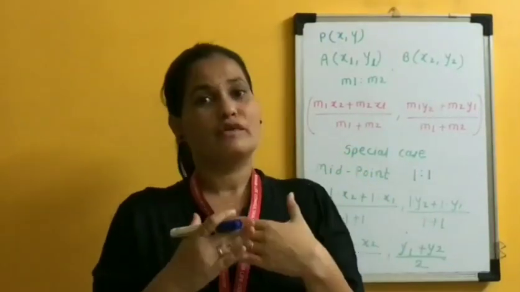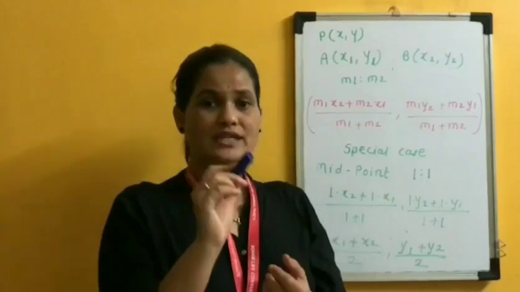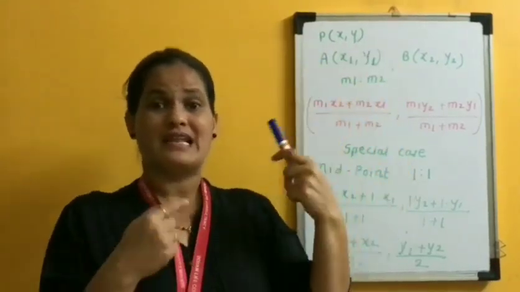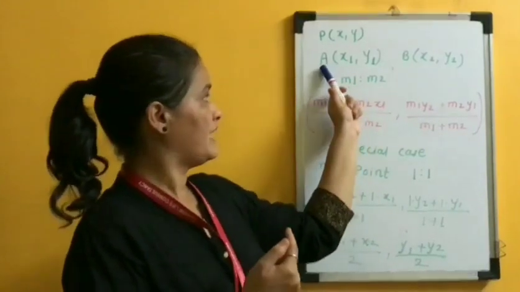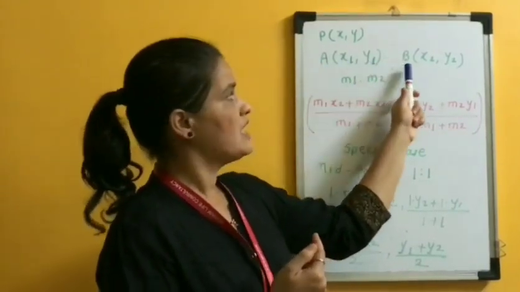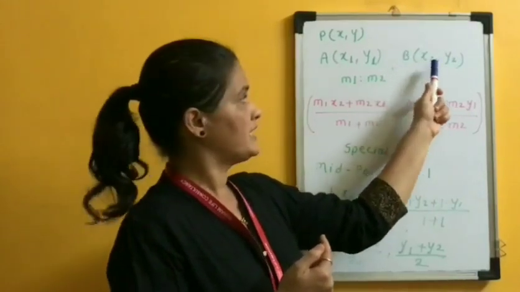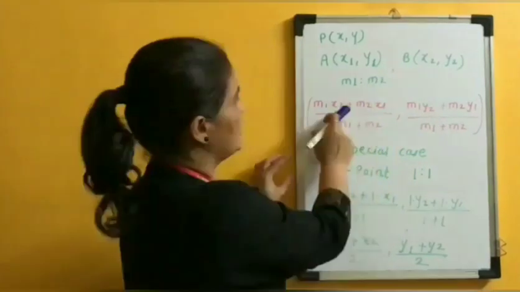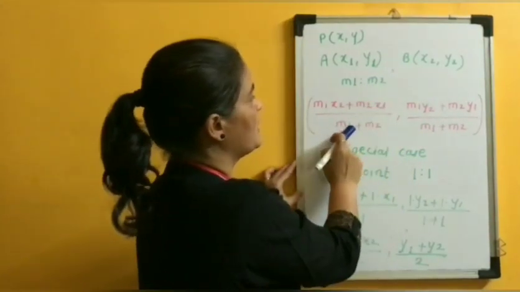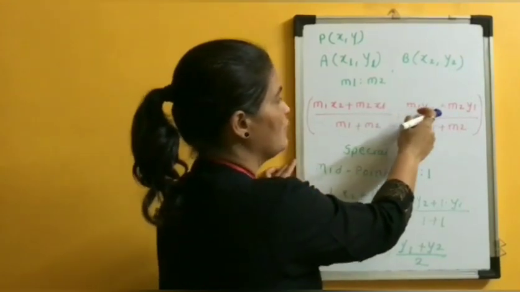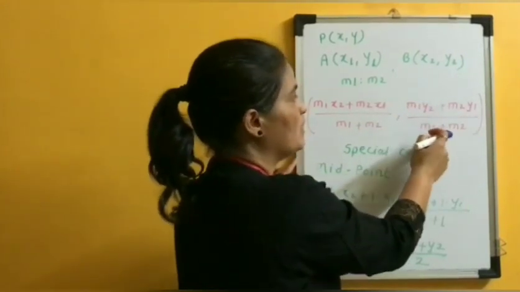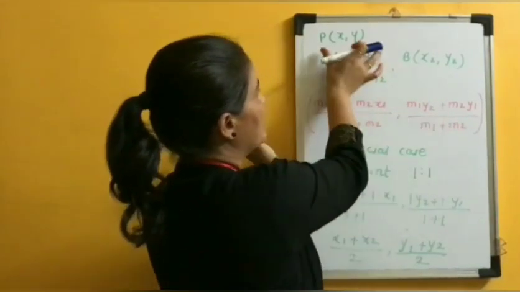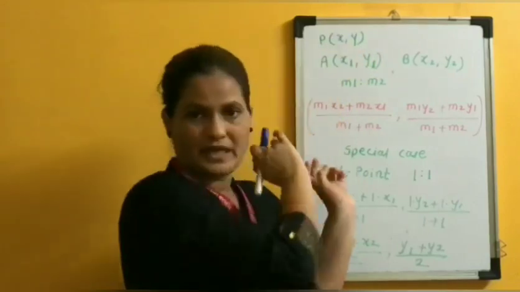Section formula. What is the section formula? The coordinates of the point P(x, y) which divides the line segment joining the points A with coordinates (x1, y1) and B with coordinates (x2, y2) in the ratio m1:m2 are (m1 x2 + m2 x1) upon (m1 + m2) and (m1 y2 + m2 y1) upon (m1 + m2). So using this formula we can find out the coordinates of the point P.